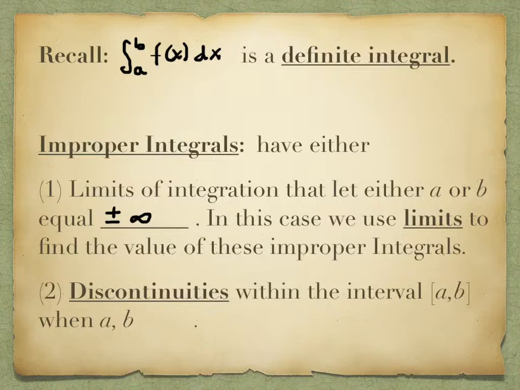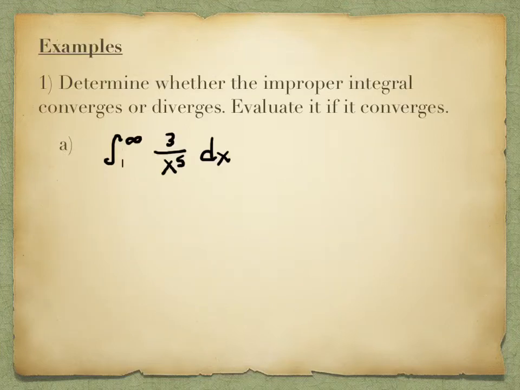It's going to look very similar to this, but we're going to have improper integrals, which means that one of two things is going to happen. Either one of those limits, a or b, is going to be negative infinity or infinity. In this case, we would use a limit to find the value of these improper integrals. Or we would have a discontinuity within an interval a to b, and this happens when a and b are in the real number system. In other words, a or b can't be infinity in this discontinuities example. So let's take a look at the first one.